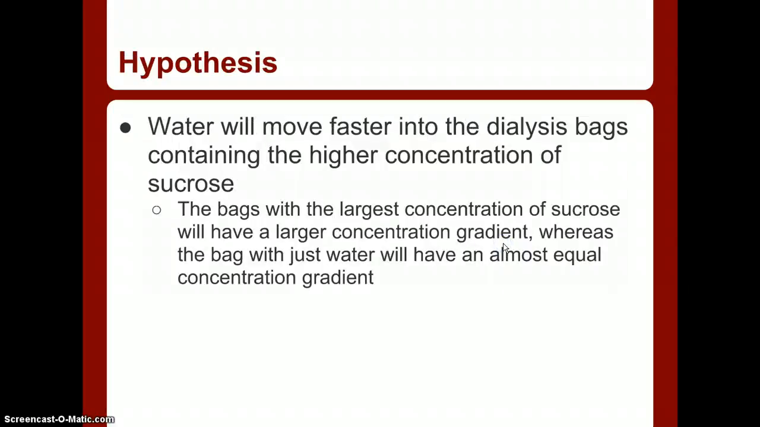So for the first experiment, which was how osmosis affects different solutions, our hypothesis was that water will move faster into the dialysis bags, or tubes, containing the higher concentration of sucrose. Just going back a second, the dialysis tubes are used to replace plasma membranes. They are semi-permeable. They allow water to pass through, but in this case, not sucrose. And the bags with the largest concentration of sucrose will have a larger concentration gradient, whereas the bag with just water will have an equal concentration gradient with water.